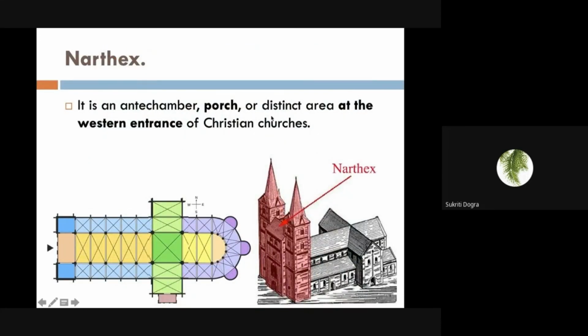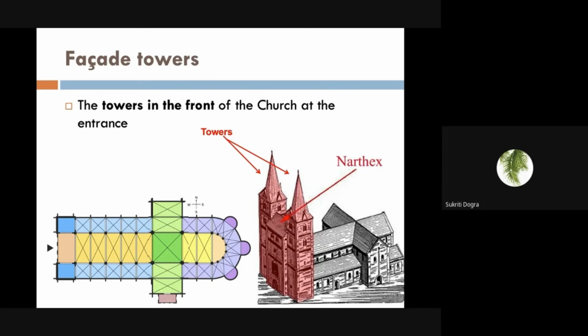So narthex is a porch and it is actually on the western side. I forgot to tell you about this. They used to have entrances from the western side most of the time. So this whole portion in the central area is called narthex. The side twin towers are also called facade towers. Facade, what is a facade? Facade is the front elevation of any building. Okay, this is the intersection that you can see, and in most of the churches later on, they started having one tower above this crossing area also. Here you can see one secondary entry which was from your transept.